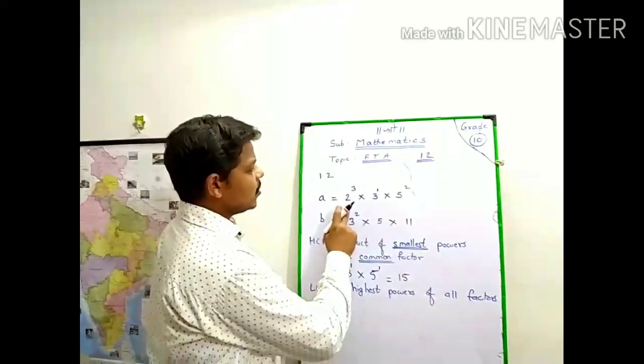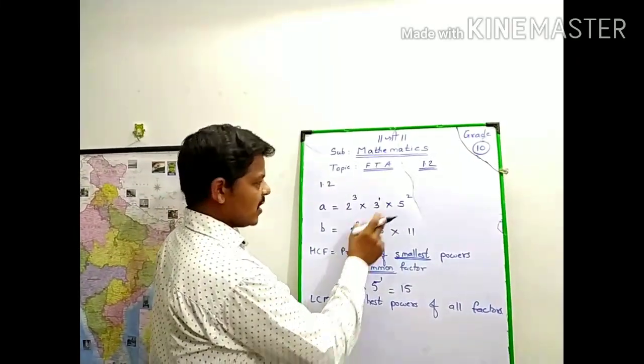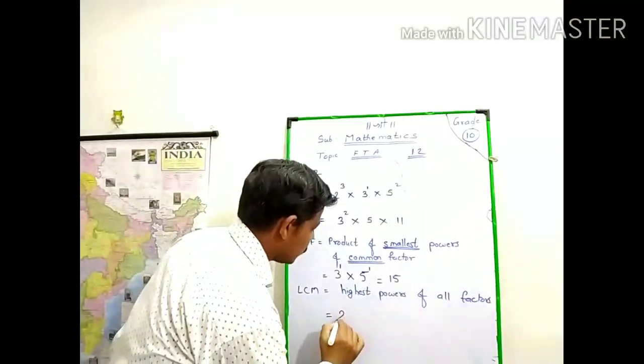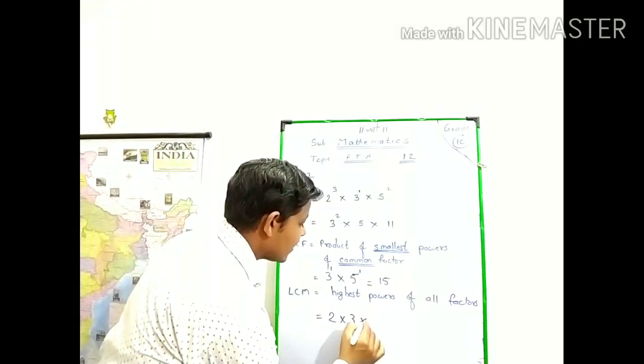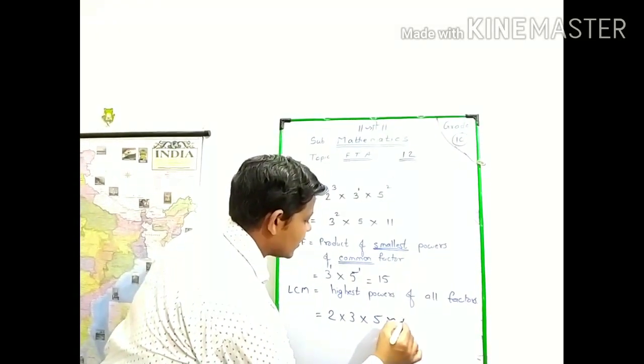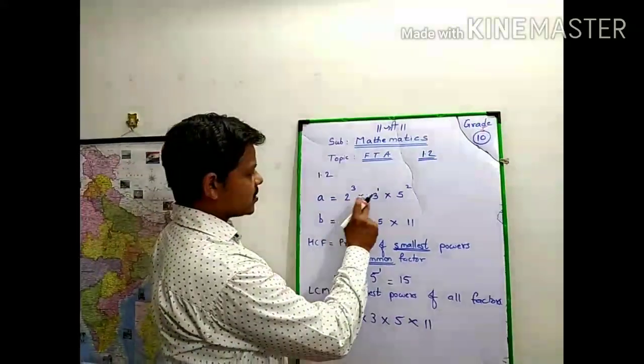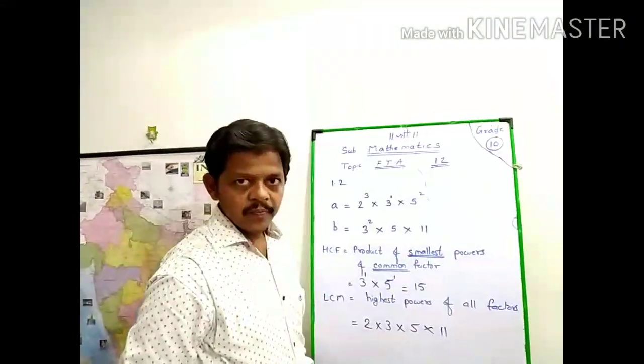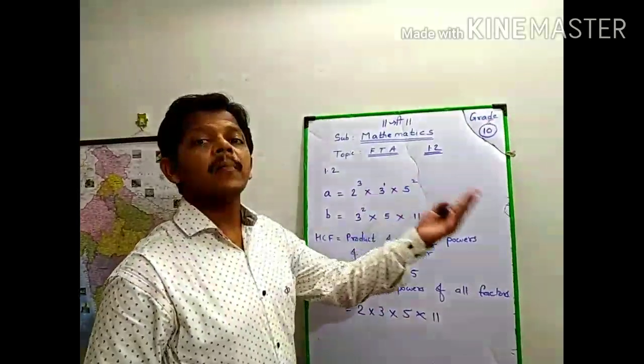Which are the factors? 2, 3, 5, 3, 5 I already got, and 11. So first I'll write all the factors. I will write 2, I will write 3, I will write 5, I will write 11. Let me check whether all are covered. 2 is covered, 3 is covered, 5 is covered, 3 covered, 5 covered, 11 covered. All factors with higher powers.